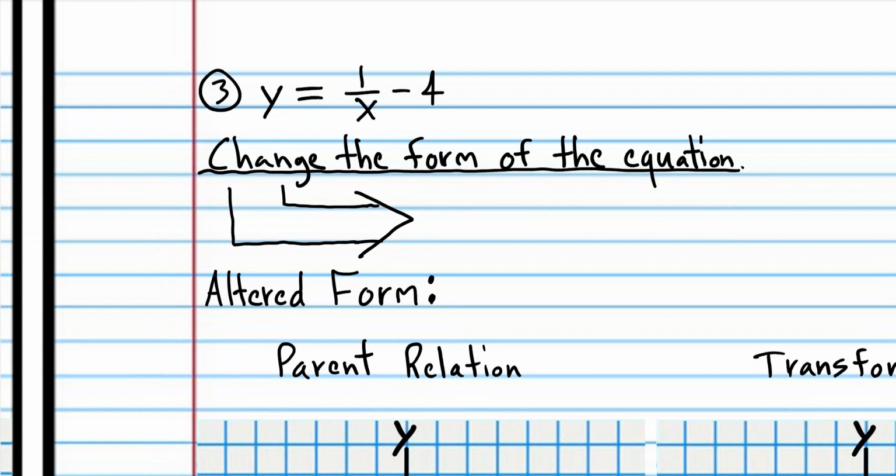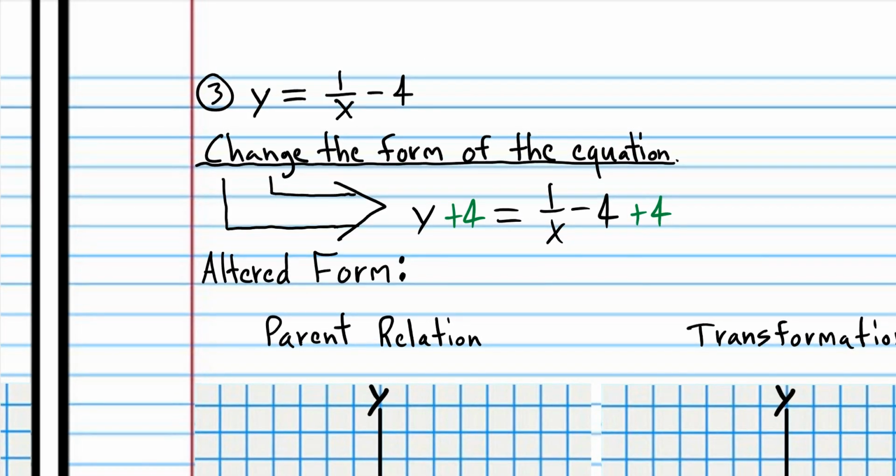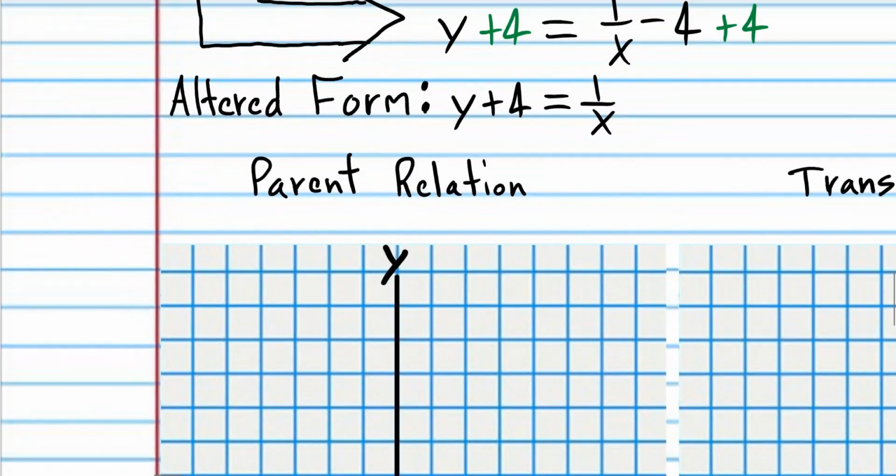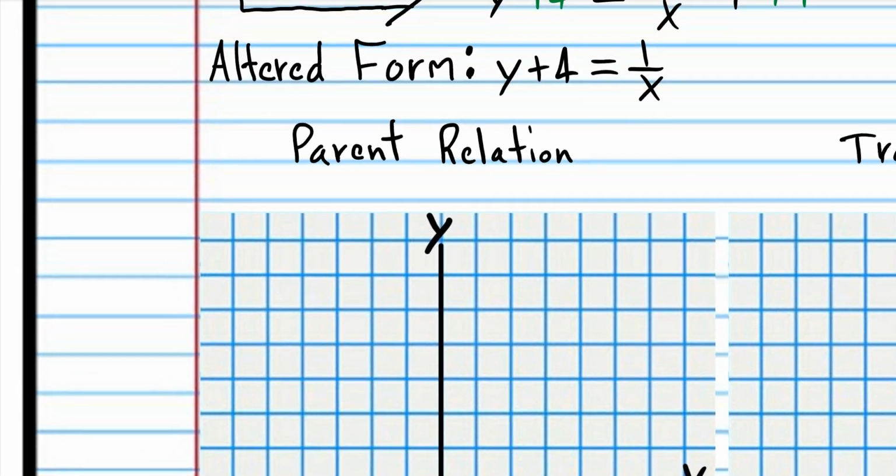So what we're going to do is we're going to add 4 to both sides of the equation. And that's going to cancel out the 4's on the right side. And now we have this different form, and obviously you can see that tells us to just move the graph down 4 units. So let's write the parent relation.